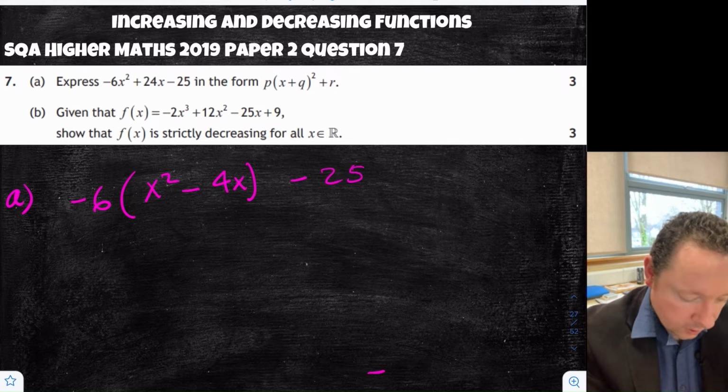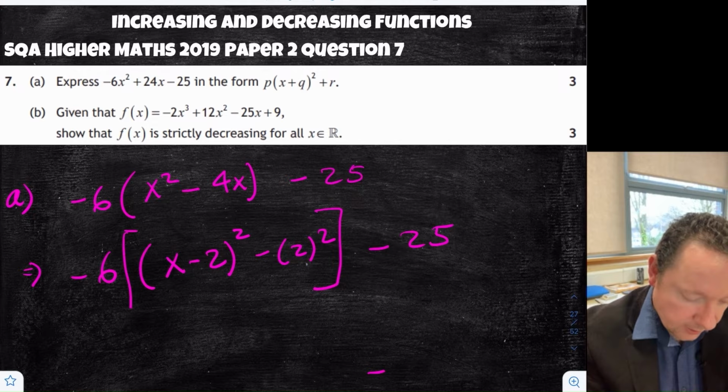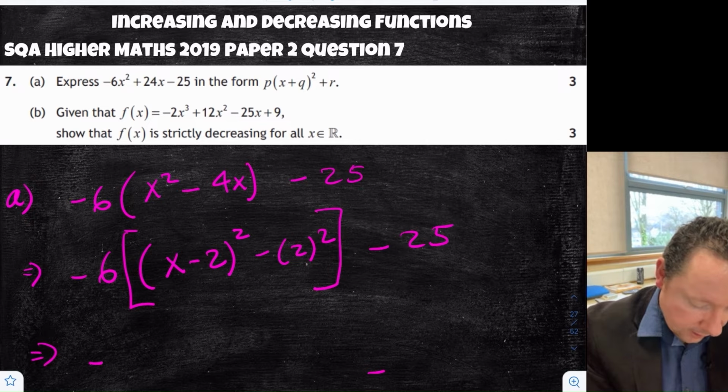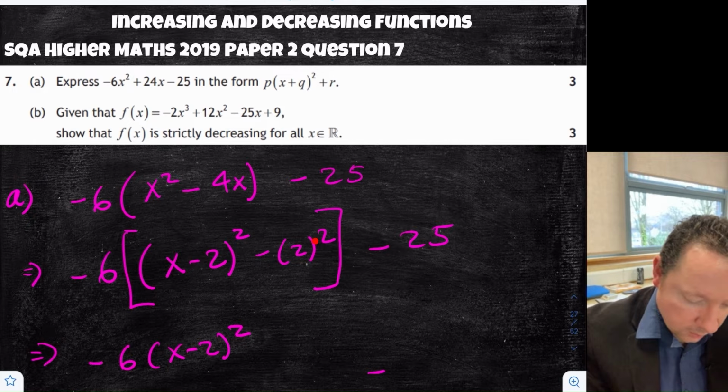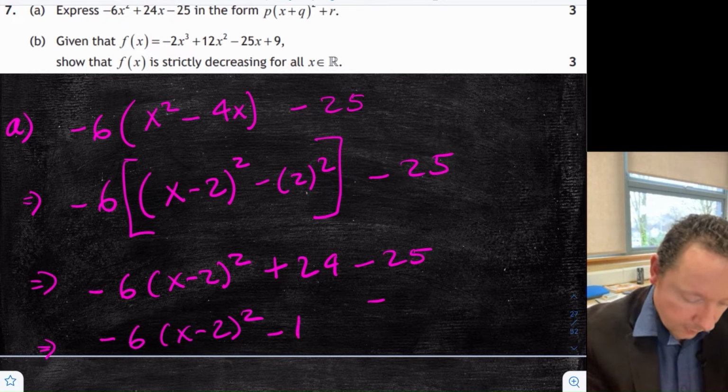So that gives you minus 6, half the middle term, x minus 2, all squared, and then immediately take away 2 squared, and we've still got minus 25 on the end. Just be aware that this is all times by minus 6 though, so we need big brackets around it. So that gives us minus 6, x minus 2 squared. 2 2s is 4, 4 6s is 24. So we get plus 24 minus 25 sitting on the end. So that's minus 6, x minus 2 squared, 24 minus 25 is minus 1.